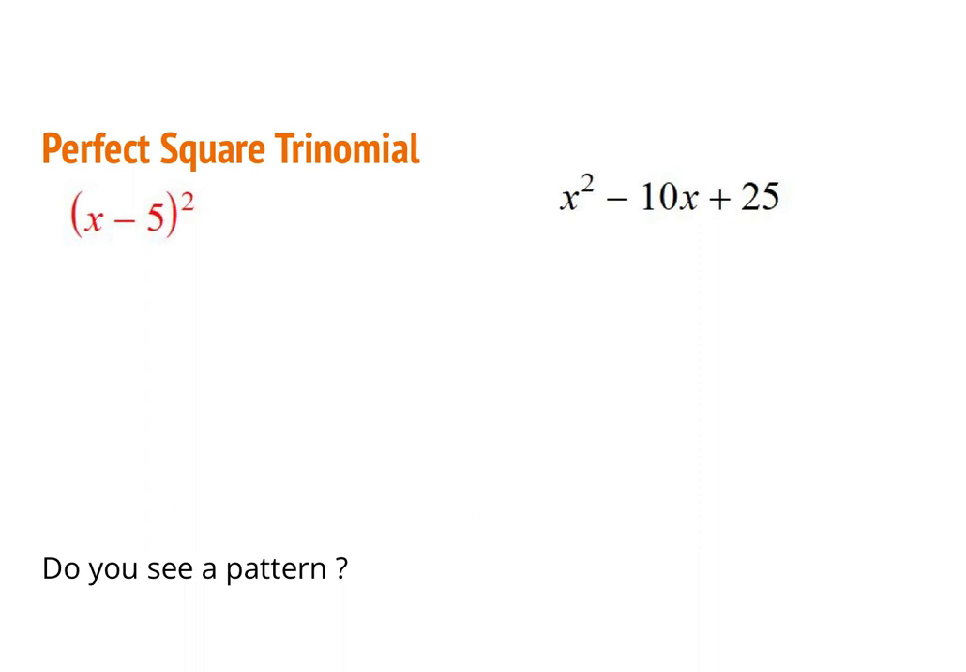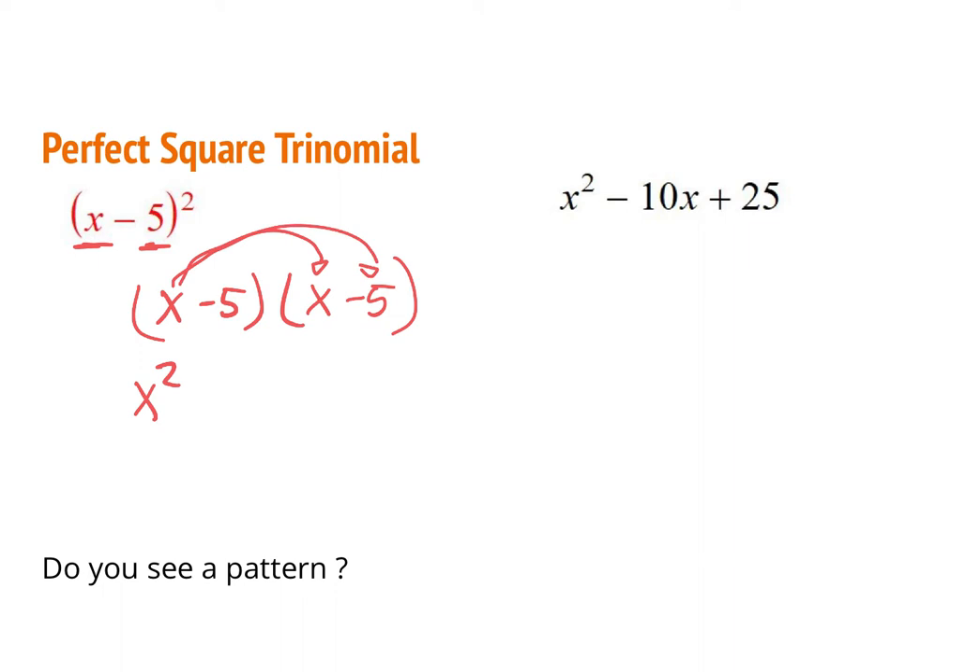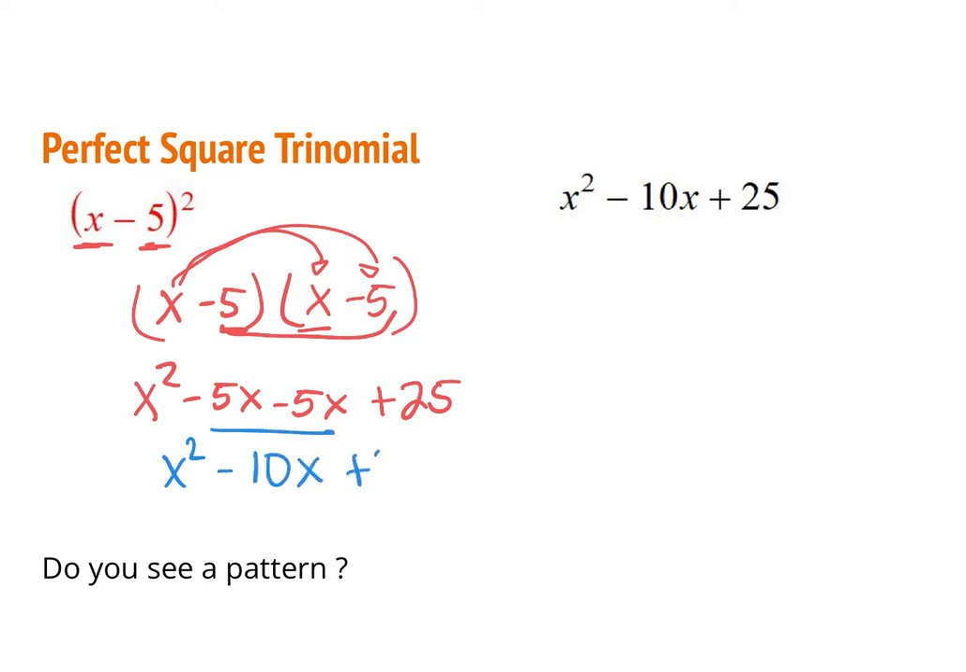We have another rule that we can use called the perfect square trinomial. So let's recall what happens when we have x minus 5 squared. So x minus 5 squared means x minus 5 times itself. So when we multiply this out, we end up with x squared. We end up with minus 5x. Then we end up with minus 5x again. And then we have to do negative 5 times negative 5, which is a positive 25. And when you combine like terms, that gives me negative 10x.